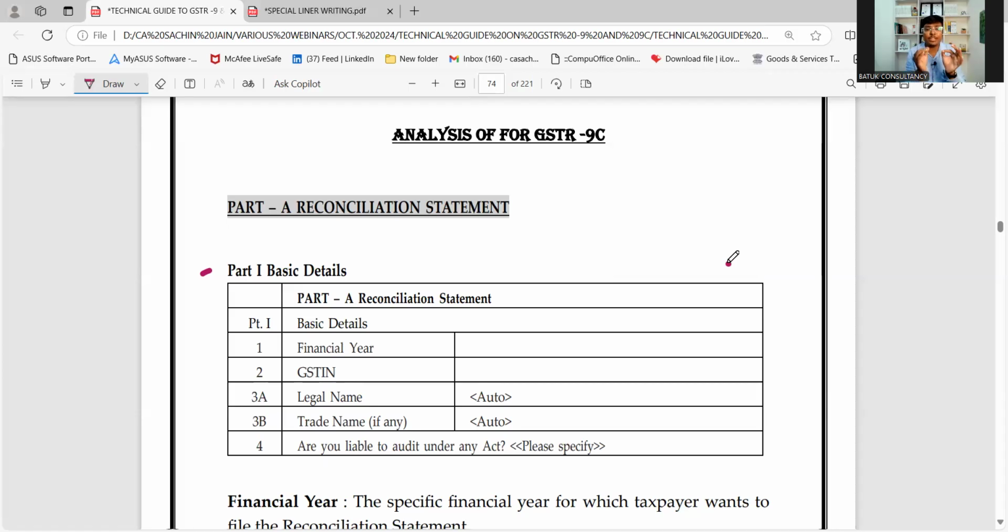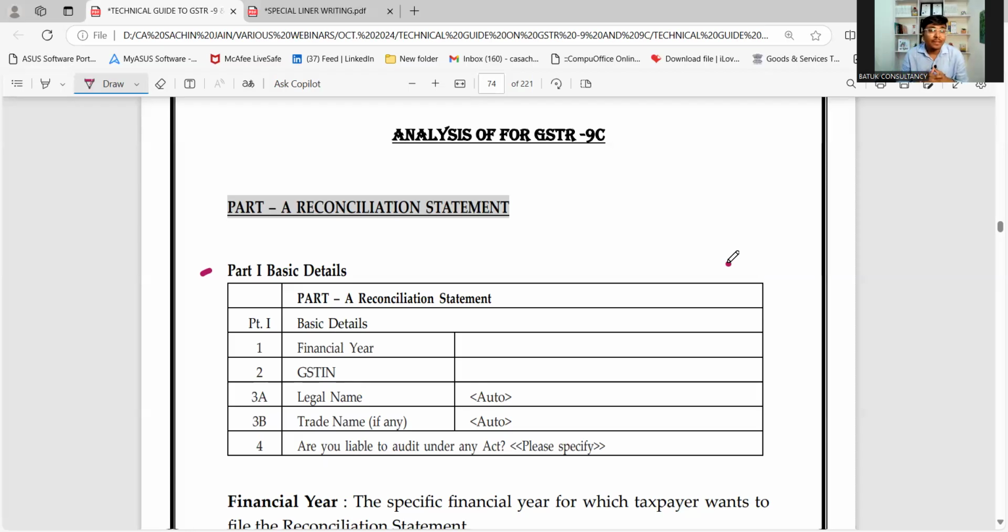So this is a very important statement. In this type of reconciliation statement, as the name suggests, you are supposed to reconcile the outward liability, the input tax credit, and the tax liability with the books of accounts. That means the audited financial statement.